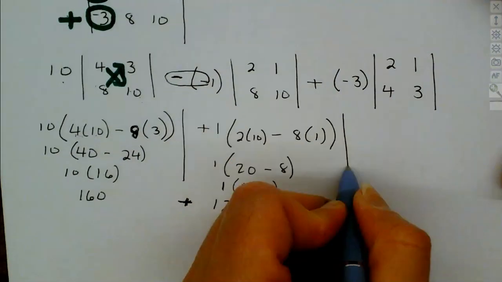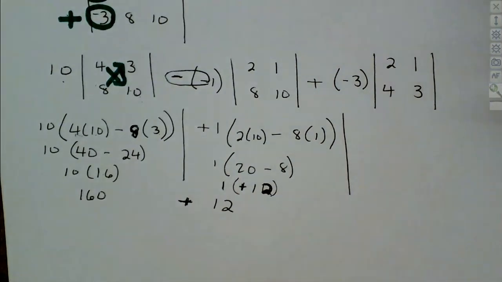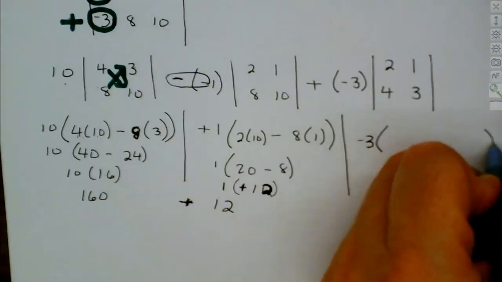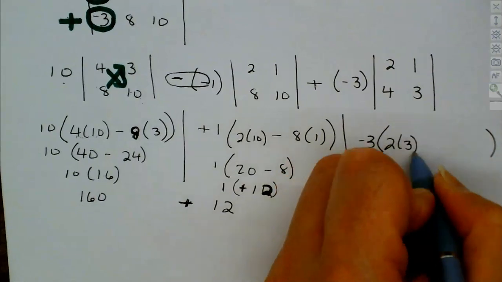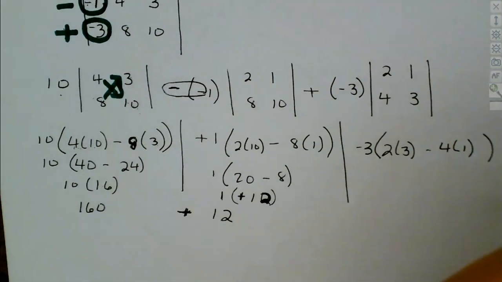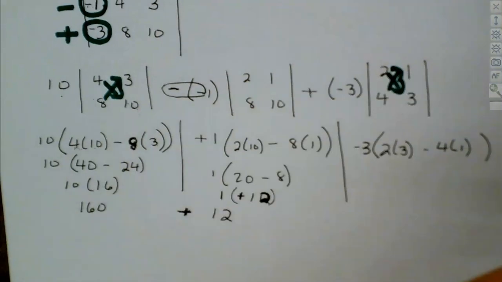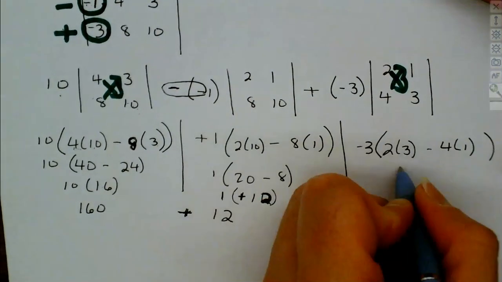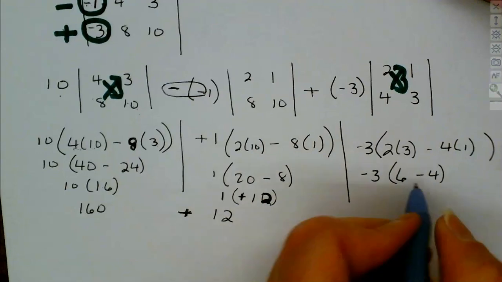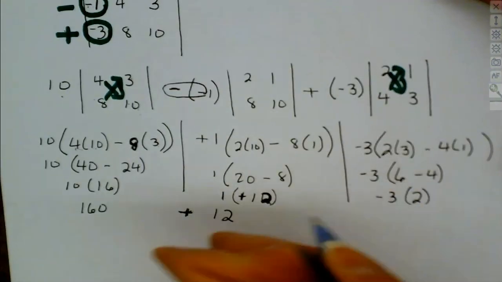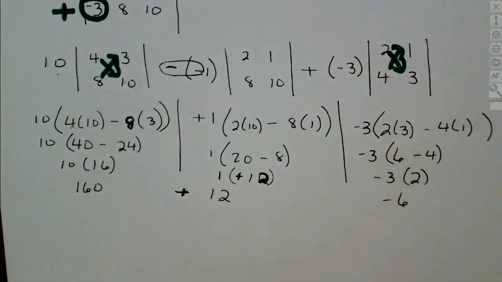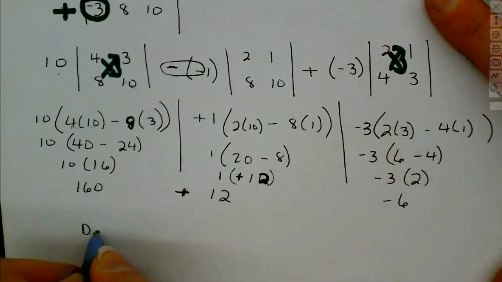Now we do the last one, and then we put them all together, and that gives us our determinant. So for the last one, positive and negative keeps it a negative 3 there. And what's it going to look like? 2 times 3 minus 4 times 1, right? Remember how we do it? 2 times 3 is 6. 4 times 1, that makes it 4. We still have the minus there. 6 minus 4, that's a 2. 2 times a negative 3 makes it negative 6. Add them across, and what's my determinant?